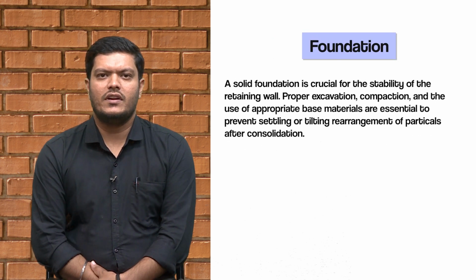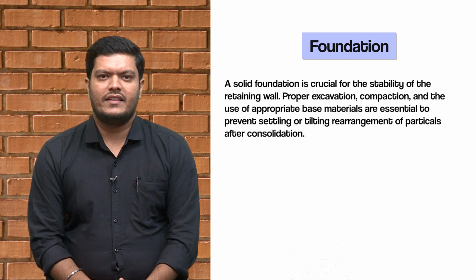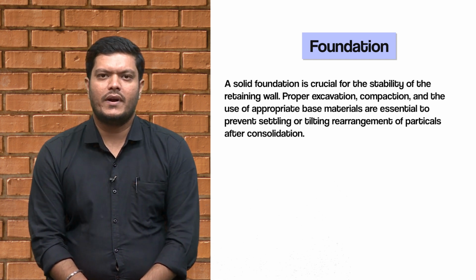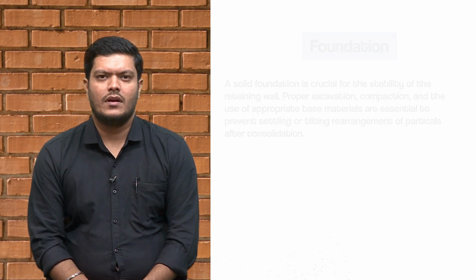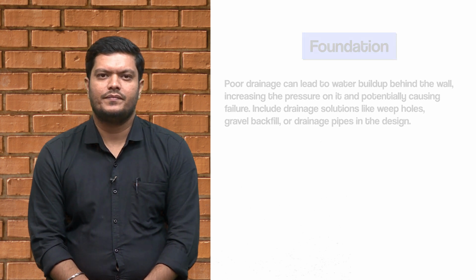Foundation. A solid foundation is crucial for the stability of the retaining wall. Proper excavation, compaction, and the use of appropriate base materials are essential to prevent settling or tilting. Rearrangement of particles after consolidation. Drainage. Poor drainage can lead to water buildup behind the wall, increasing the pressure on it and potentially causing failure. Include drainage solutions like weep holes, gravel backfill, or drainage pipes in the design.